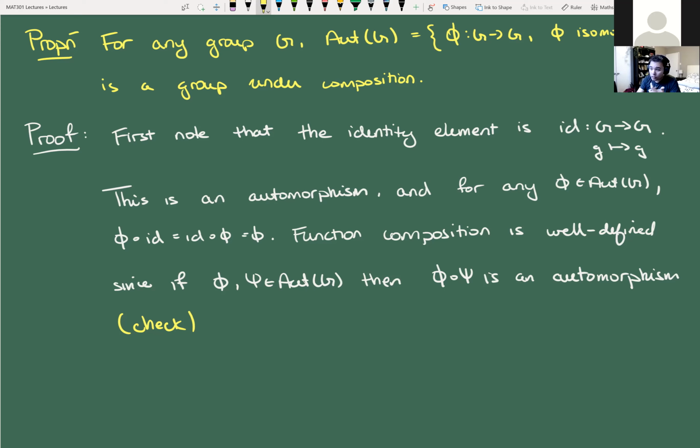What do we need to check? Associativity, boom, we don't need to prove, you never need to prove that function composition is associative. That's always true. You should say it, but you never have to prove it because it's just always, always true. And then finally, the existence of inverses, but again, they're isomorphisms. So by definition of an isomorphism, it has an inverse and that inverse is also an isomorphism, which would also therefore be an automorphism.